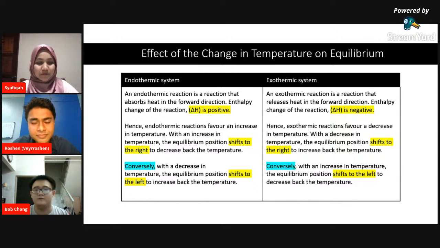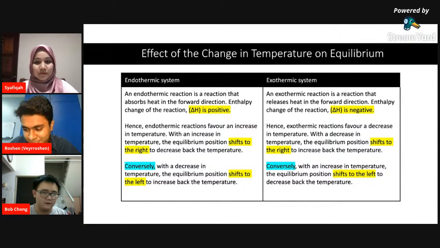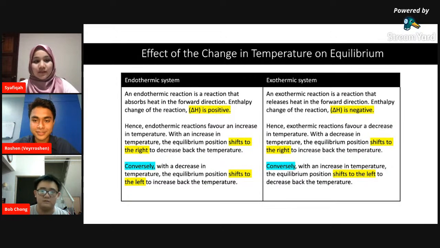Endothermic reactions favor an increase in temperature. If you see an endothermic reaction and an increase in temperature, definitely it will shift to the right, the forward direction. It likes the forward reaction. So with an increase in temperature, the equilibrium position shifts to the right to decrease back the temperature.